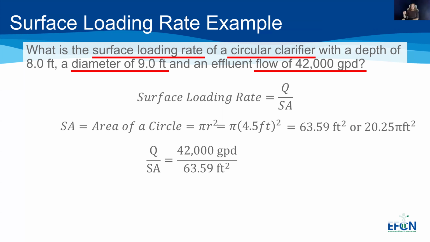So that gives us everything we need for our equation. We have our flow, which was already given in the practice problem, and we have our surface area that we just calculated as 63.59. When we plug those into the equation, we get approximately 660 gallons per day per feet squared. So that's how we calculate the surface loading rate.